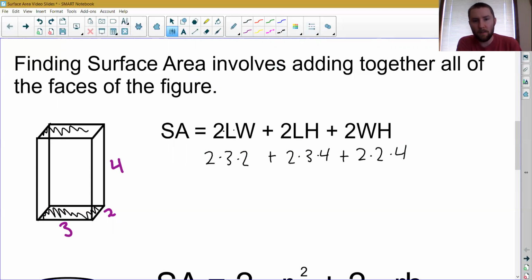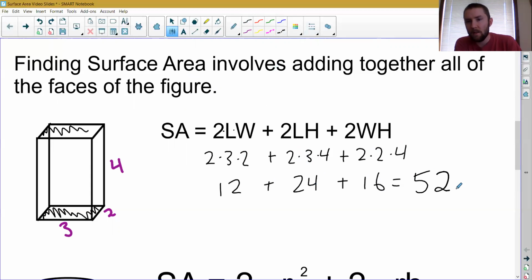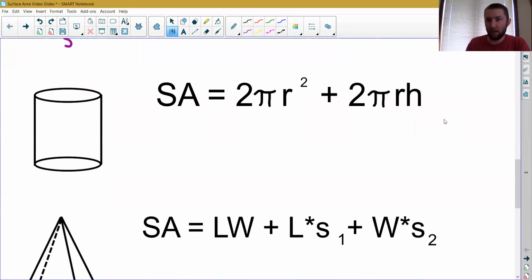2 times 3 is 6 times 2 is 12. 2 times 3 is 6 times 4 is 24. 2 times 2 is 4 times 4 is 16. So if I add these together, I will find my surface area, and that is 30, 40, 52. Okay, so my surface area in this case is 52. So as long as you know the length, width, and height, you can find the surface area of a rectangular prism, right? Next, we have cylinders.